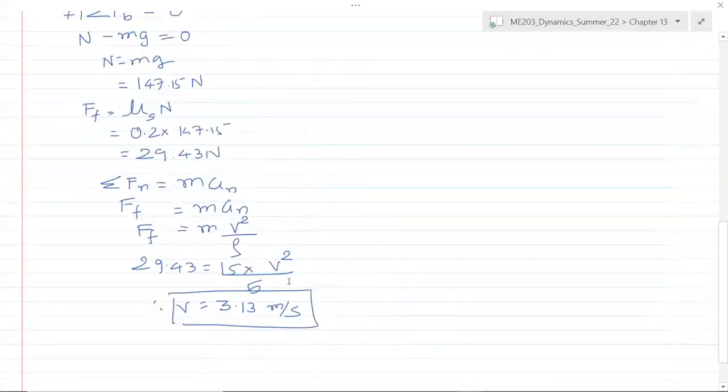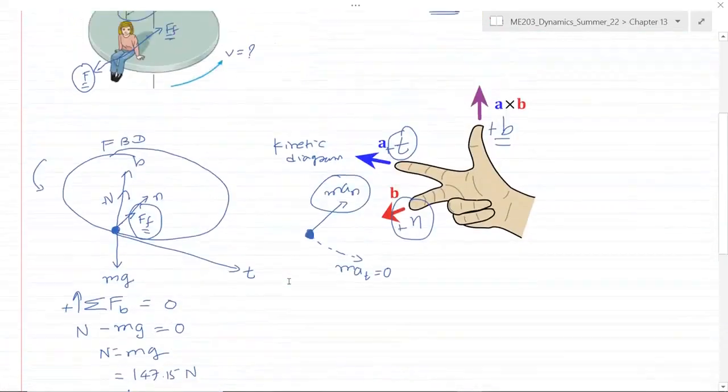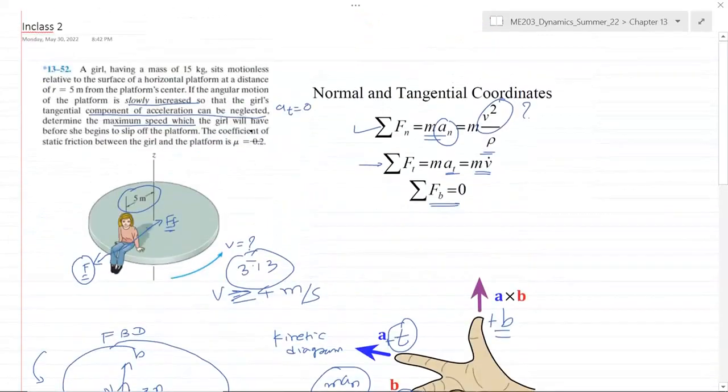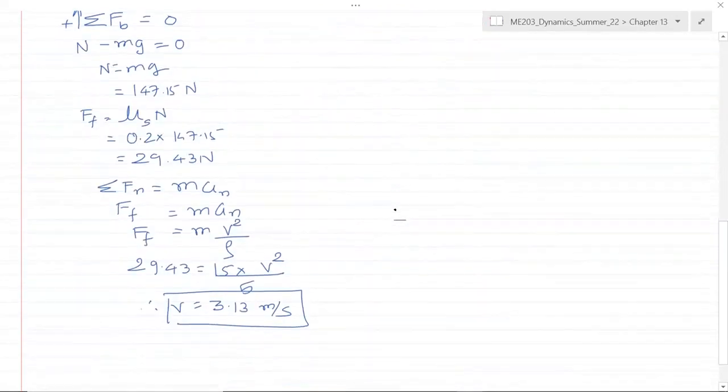Okay. So what it means is that as long as this v is below 3.13, the girl will stay on the platform. When v changes to more than that, for example, v is 4 meters per second, then the centrifugal force that the girl experiences will be more than the friction force which keeps her in place. So she will slide off the platform if v is more than 3.13. Okay. So once again, we have used three equations of motion in appropriate order and calculated the required velocity.